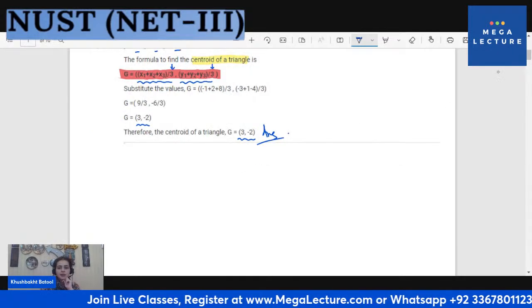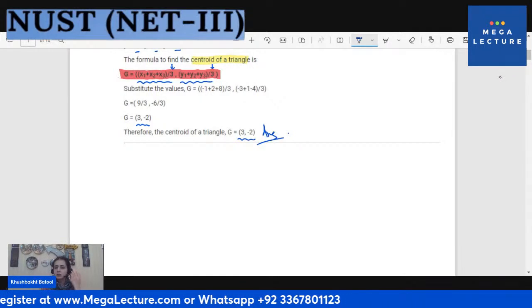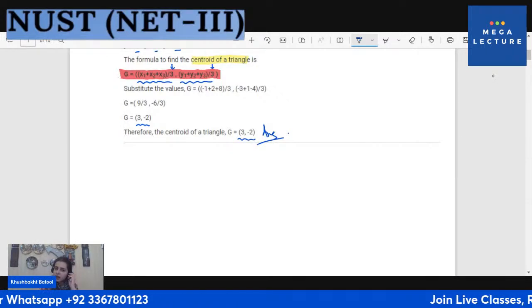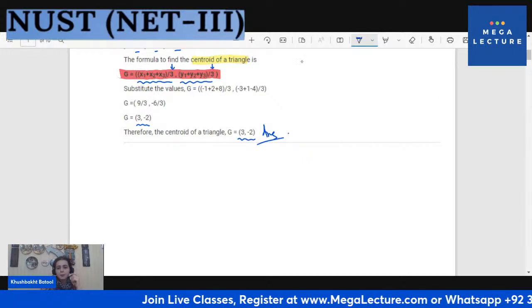Now the working is clear. You'll be given the triangle, you can figure out the three vertices, or the vertices would be given. You need to add up the x coordinates and the y coordinates, and divide them by 3. So this was the very first example.